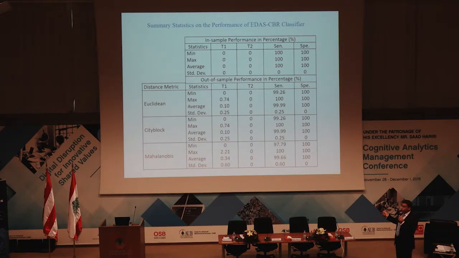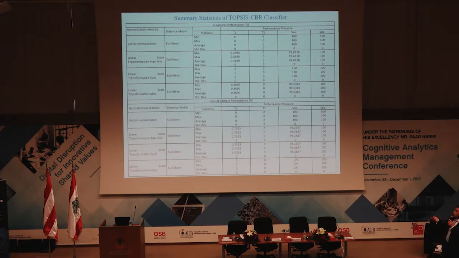There is worse. When you get to the out-of-sample, we are still not misclassifying any of the good cases and almost not misclassifying any of the bad cases. There are slight differences based on the choice of the distance metric, and these two are doing a better job compared to these. We have used other distances as well for testing purposes. So basically, it's fantastic. We have similar performance with TOPSIS and CBR.